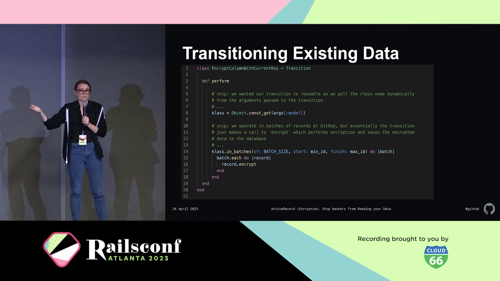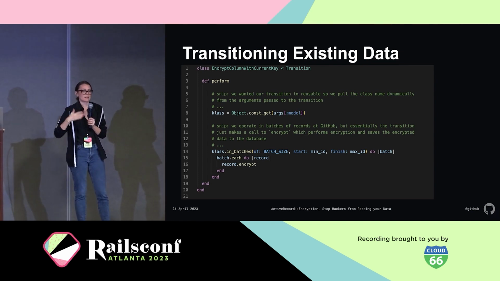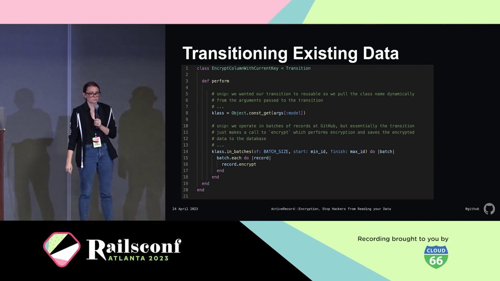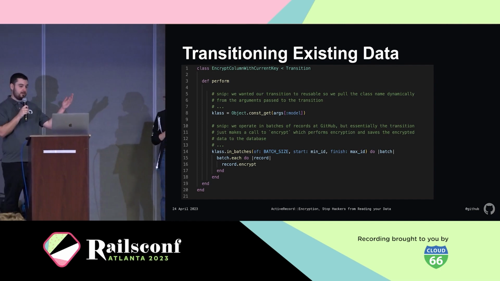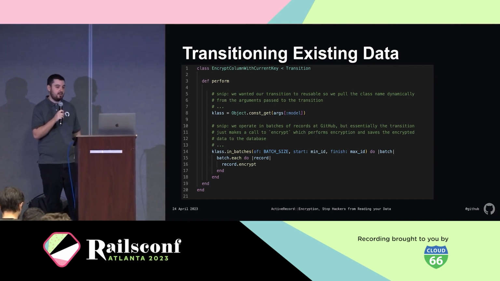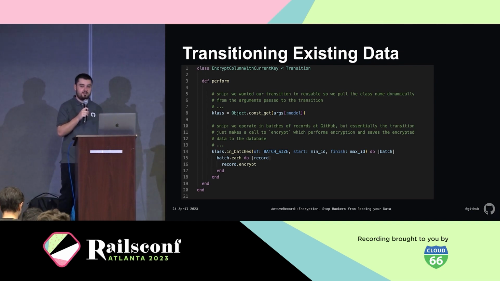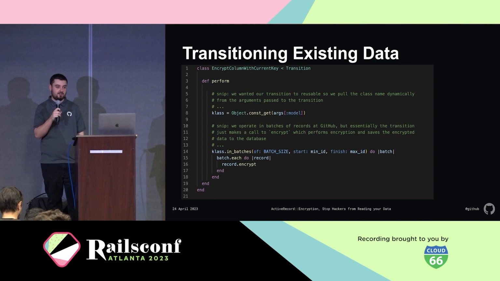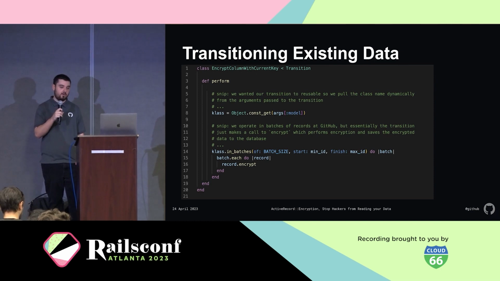But we found that this is really all you need to do, especially if you have your setup so that you can handle your previously unencrypted records or your previously encrypted records. With our transition here, we call object.const_get, and you can pass it an argument. In this case, that's going to give us our model so that we can use this transition for any model that we need to. It's super easy for developers to just pass in the name of the model rather than having to write a transition for that model.